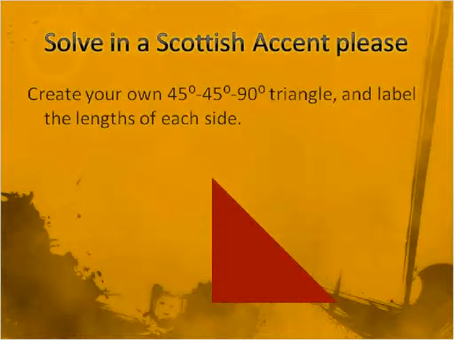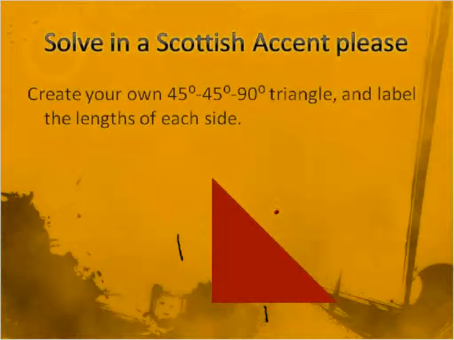Now we're going to solve one using a Scottish accent. We're going to create our own 45, 45, and 90-degree triangle and label the lengths of each side. For this, we just need to pick a length for these two sides, and then we need to use that shortcut we saw earlier. I'm going to try and make life easy. I'm going to pick the length of 1. So if I say that this is the length of 1, and this here is also the length of 1, because with a 45, 45, 90 triangle, this side is equal to the length of this side.